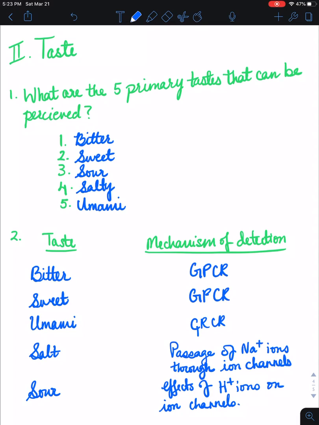So to quickly recap the taste sensory system, the 5 primary tastes that can be perceived are bitter, sweet, sour, salty, and umami. And for this test, we need to be able to identify the mechanism of detection for each of these 5 tastes. So bitter, sweet, and umami tastes are mediated by GPCRs, and salt is detected by the passage of sodium ions through ion channels, and sour tastes are detected by the effects of hydrogen ions on ion channels.